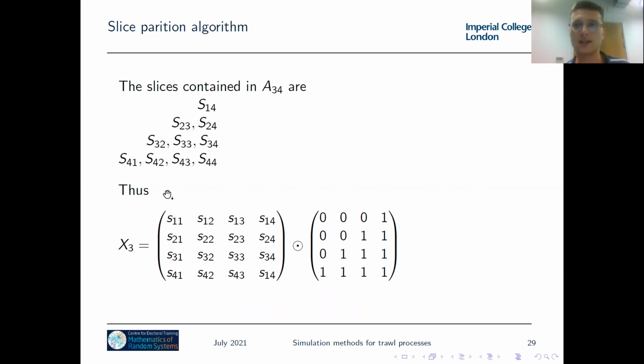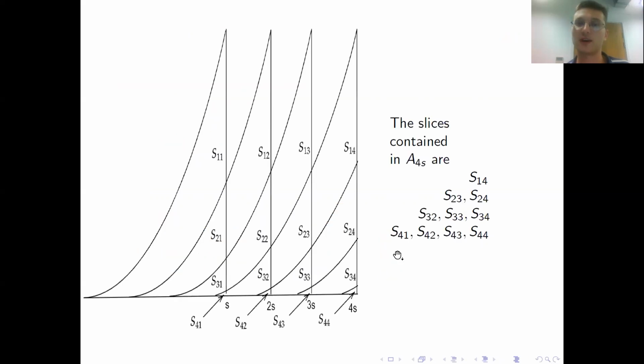It is not hard to see that as we slide this filter to the right, we're going to obtain the value of X5s, X6s, X7s, so on and so forth. Hence, we can represent the simulation procedure of trawl processes as a convolution, which can be implemented efficiently in most computer packages via the fast Fourier transform.